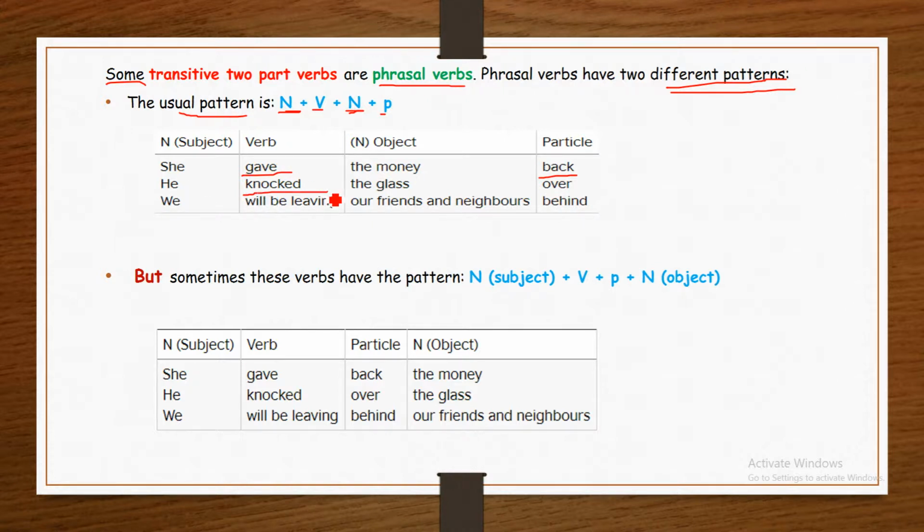She knocked the glass over. Knocked over is what? It is a phrasal verb. It is a transitive two-part verb. Why is it transitive? Because it takes an object.